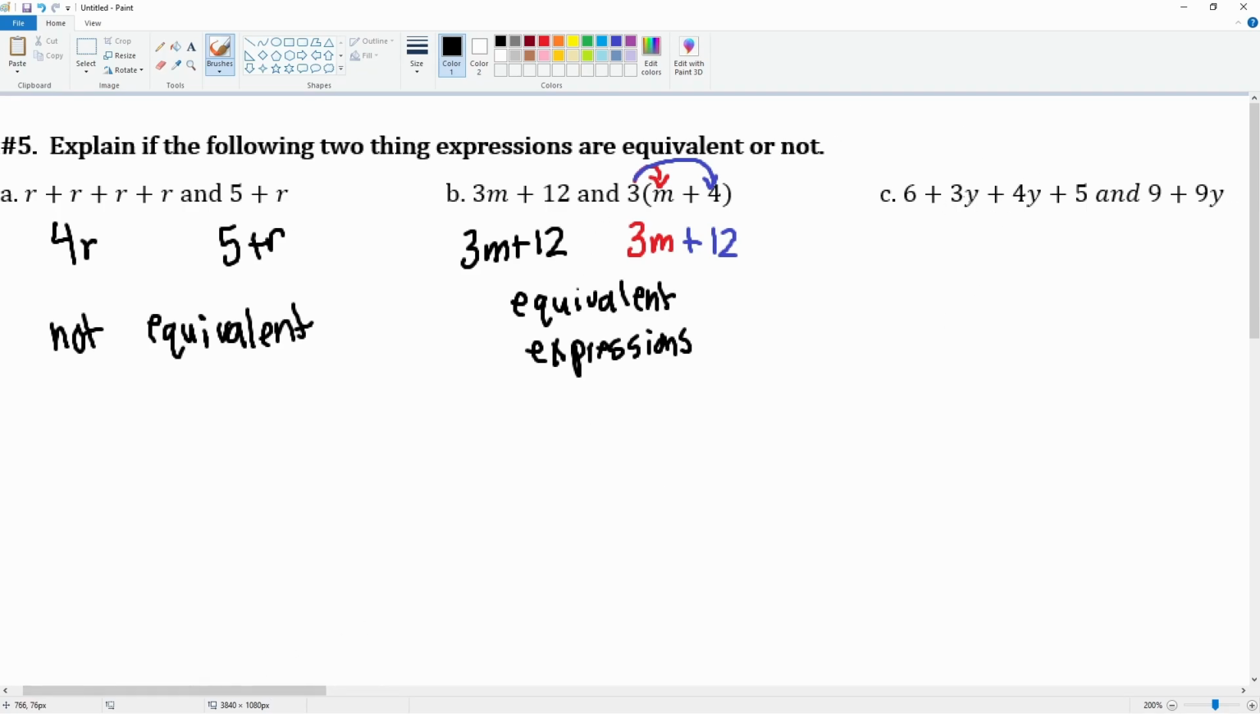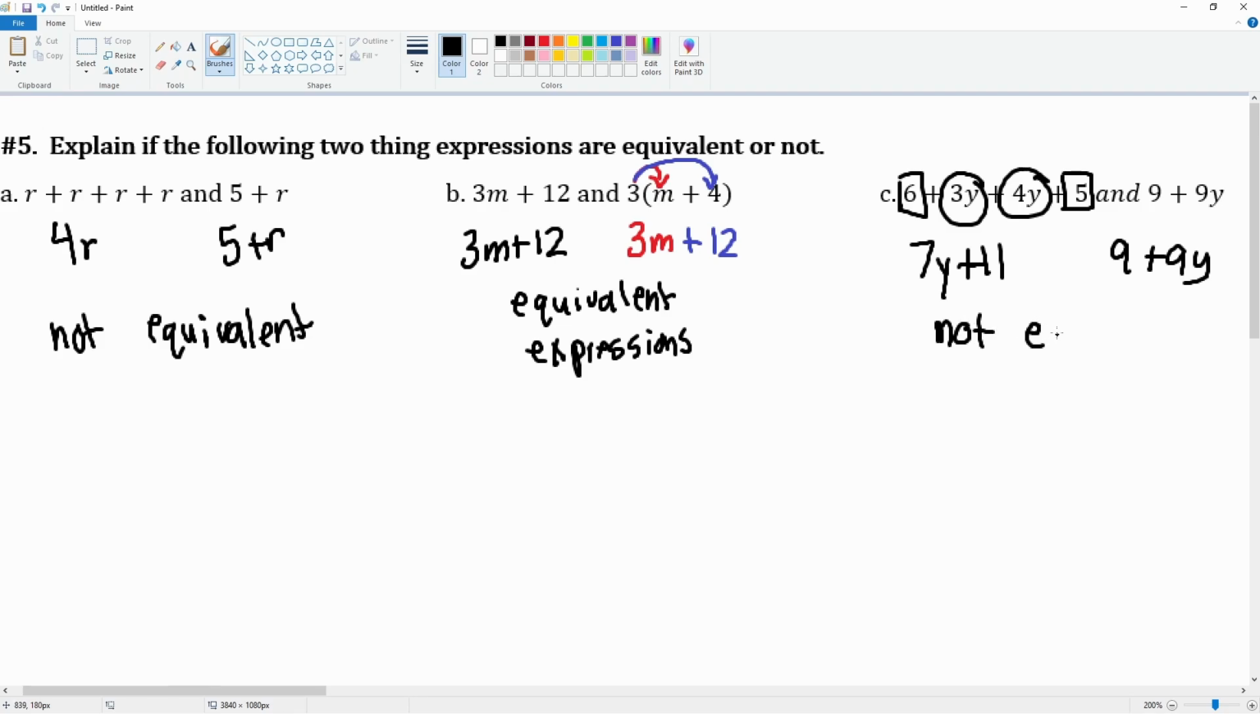Okay, and the next one, let's combine some like terms. I have a 6 and a 5, that makes an 11. I have a 3y and a 4y, that becomes a 7y. Add this together. I have a 9 plus 9y. Okay, this is 7y, this is 9y. They have different variables. This has a constant of 11, this has a constant of 9. These are not the same expression. So this is not equivalent.